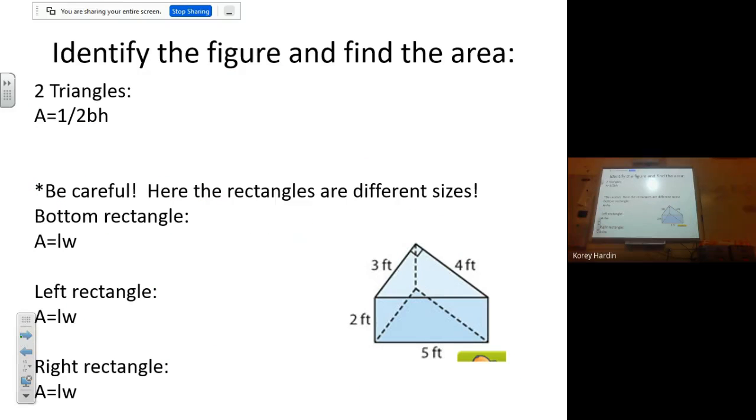This is my last one, okay? Or this is our last one. So I'm going to find the figure and find the area. Well, this is a triangular prism. But my rectangles are different sizes. This is just awesome. Okay?